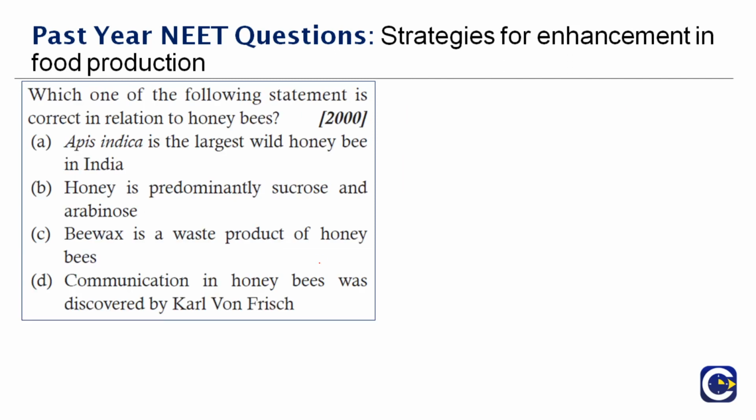Next question here. Which one of the following statements is correct in relation to honeybees? Now we have to analyze the options. Apis indica is the largest wild honeybee of India. Honey is predominantly sucrose and arabinose. Bee wax is a waste product of the honeybees.